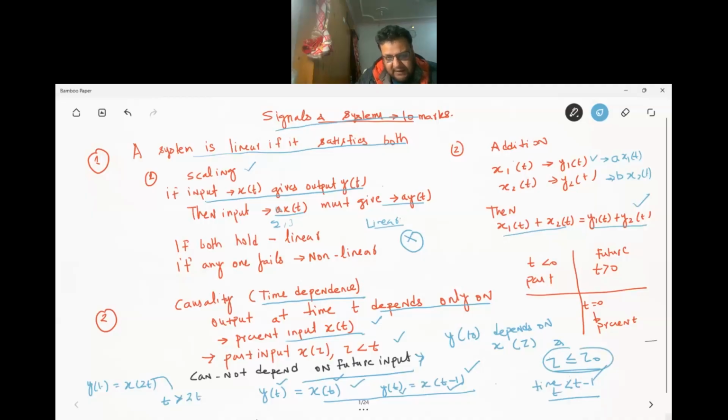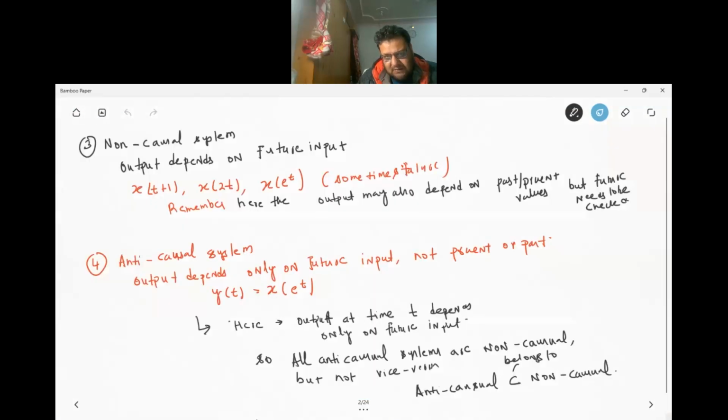Suppose, for example, you put t equal to 1 there. Then at your input, this value will become 2. So the output is governed by the future input. So this system is not a causal system. This system is a non-causal system, because the output depends on the future input.